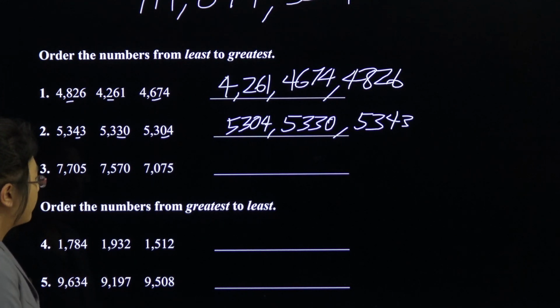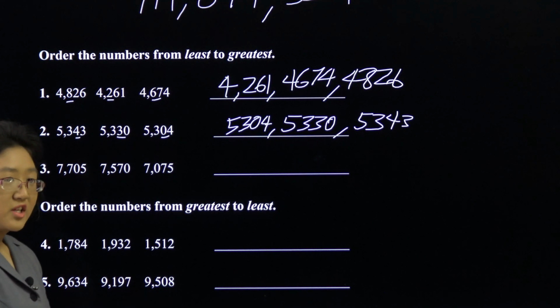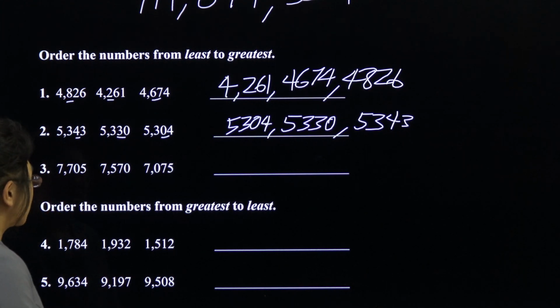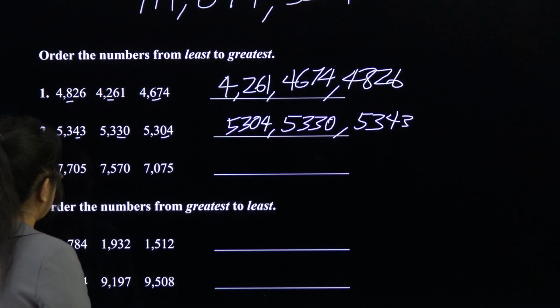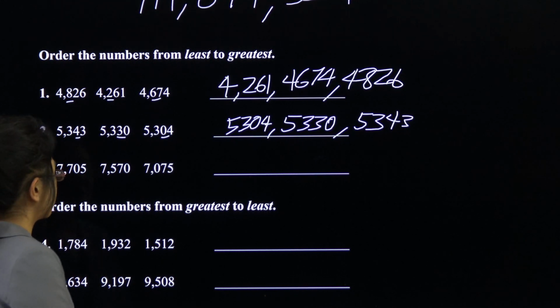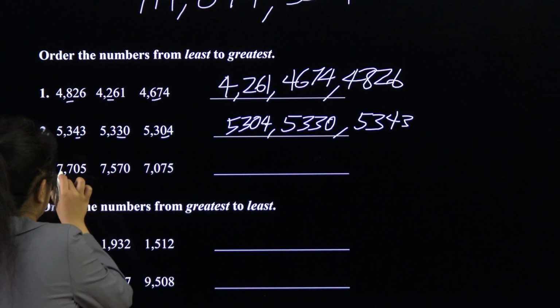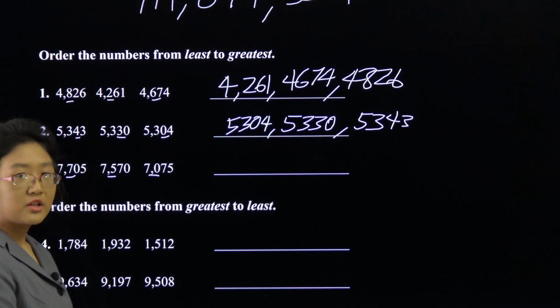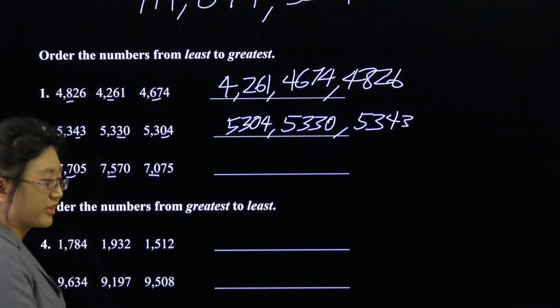Question number 3. The leftmost digit is once again the same, and once again we have the same number of digits for, well, each number. We're going to move on to the second leftmost digit, which is a hundreds digit. There's 7, 5, and 0. 0 is smaller than 5, is smaller than 7.